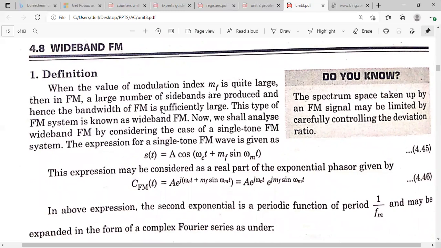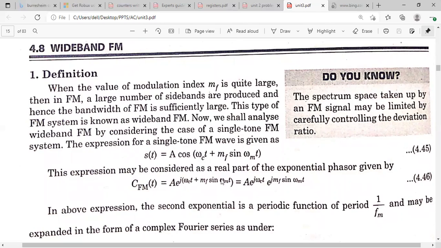So that's why it is called wideband FM. And how can we get the standard expression for this wideband FM? We know the standard expression for the single tone FM signal in terms of the modulation index. Okay, so this is the standard expression. You can write A cos of omega ct plus mf into sine omega mt. After integration, you will get it like this.